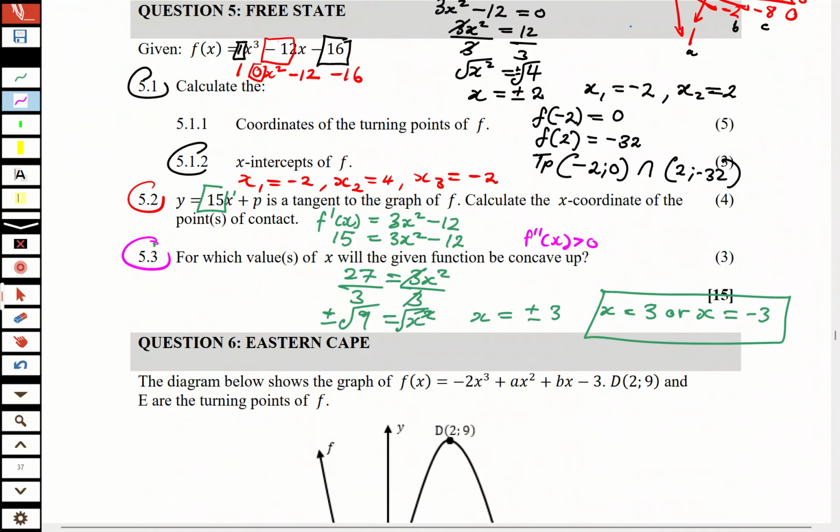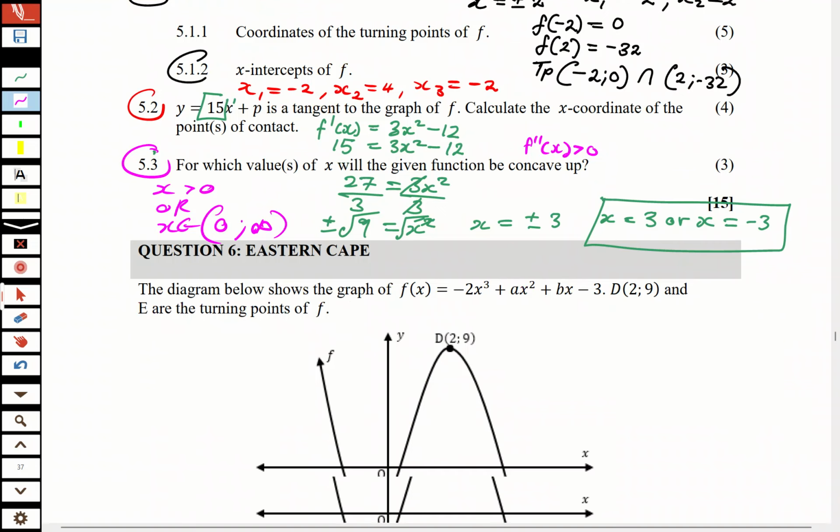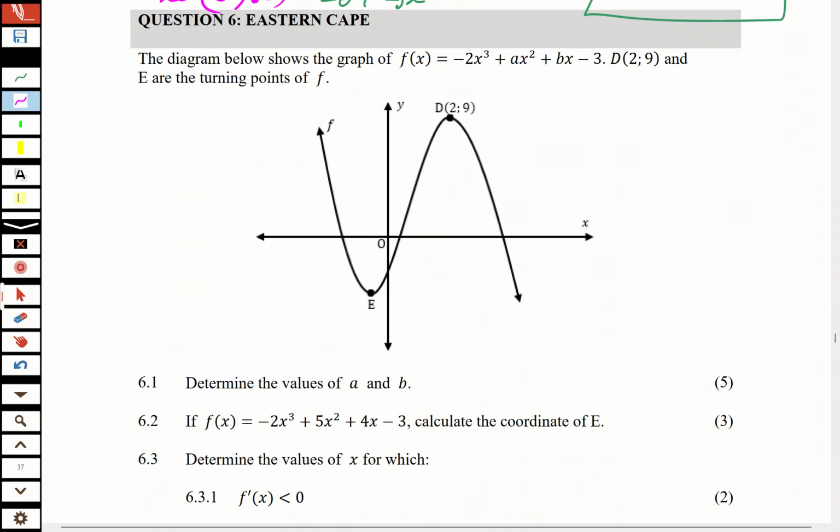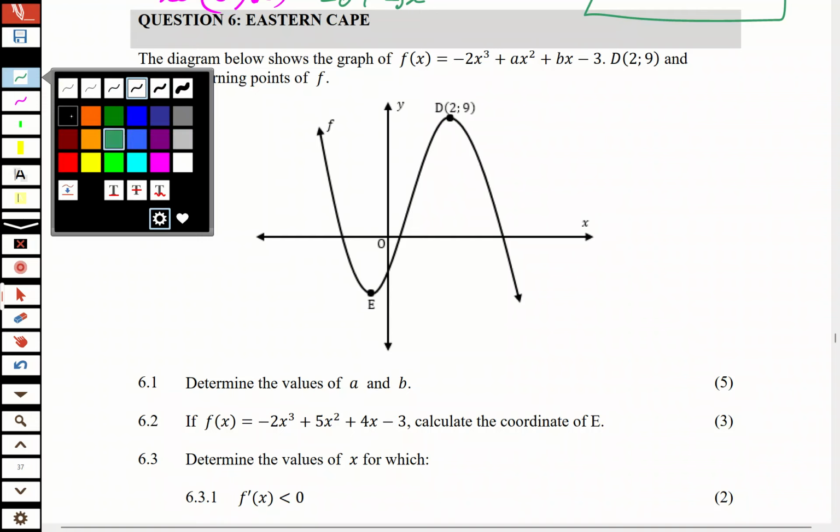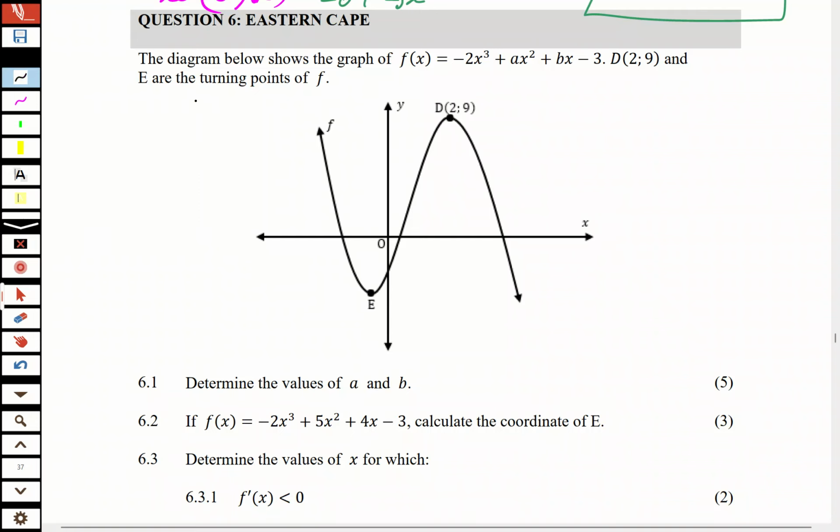So now let's come back here and say we can say that x is greater than 0, or x is an element from 0 to positive infinity, and they've explained why. Okay, so let's see this one now.